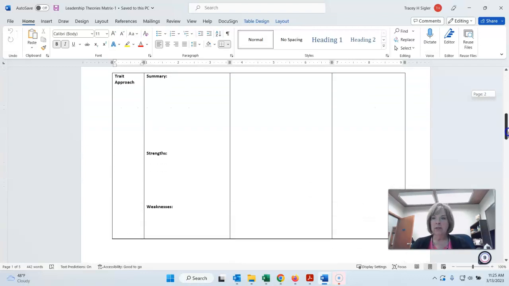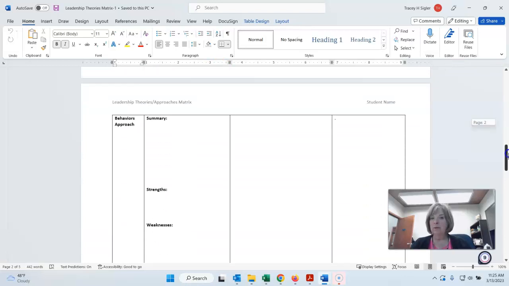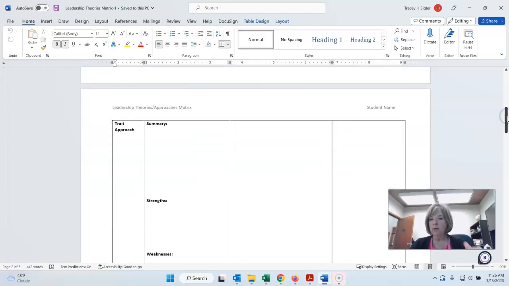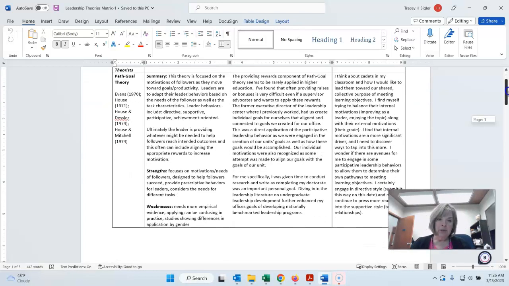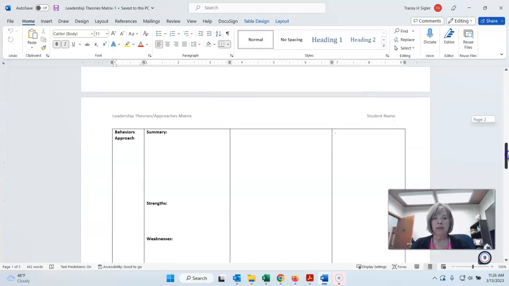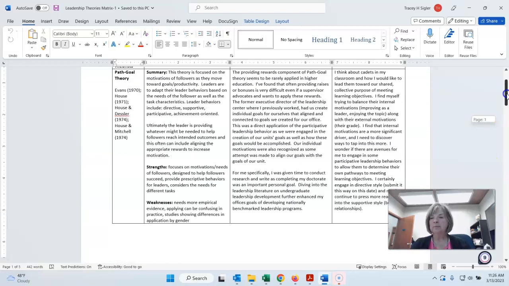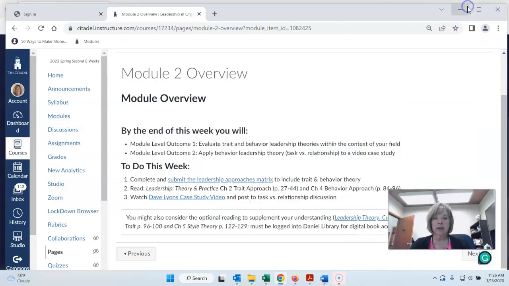This week, you're going to be asked to do one matrix entry. Pick one of the trait approaches from your reading. Pick one of the behavioral approaches from your reading. You will be able to create this document once and then keep adding to it as we move throughout the semester. So the example is always going to be the same. Then you'll add in your trait and your behavior approach. I'll give you feedback on those. Then the next assignment will be for a different leadership theory. Let me know if you have any questions about that. But that's making sure that you understand the theories and are able to apply them to specific situations.